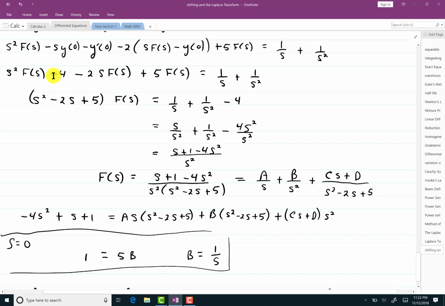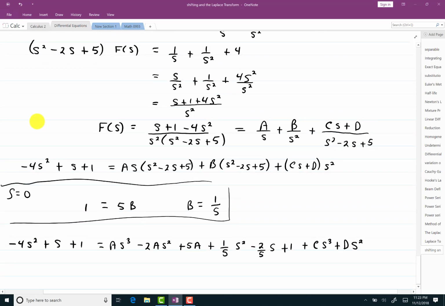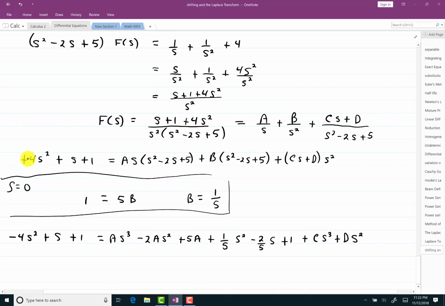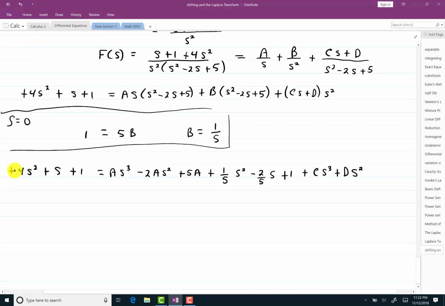I've just caught an error when I added the 4 here. Now let me go ahead and get rid of this stuff that I already know and subtract it to the other side. So 4 is like 20 over 5. When I subtract 1 over 5, I'll have 19 over 5 s squared. And then I'll be adding 2/5 s. So over here I'll have plus 7/5 s. And then the 1 and the 1 will cancel out.